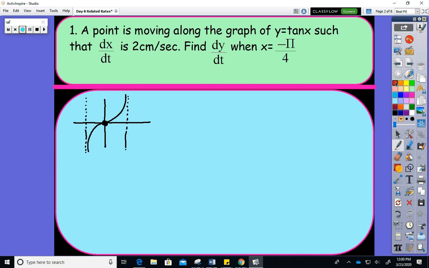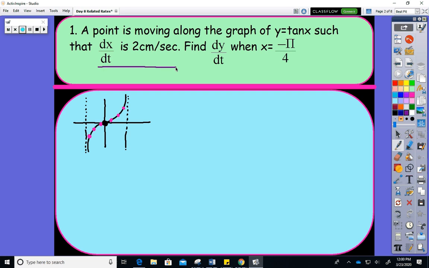And if you can imagine that you've got some little point here that maybe starts right here and over time it's moving. So the next time you check it, it's there. The next time you check it, it's there. But this point's just moving along the curve. So I know that right when the point is at x equals negative pi over 4 in the graph, the rate at which it's moving from left to right is 2 centimeters per second. The rate at which it's moving from left to right is dx dt. That's its change in its x position with respect to time.